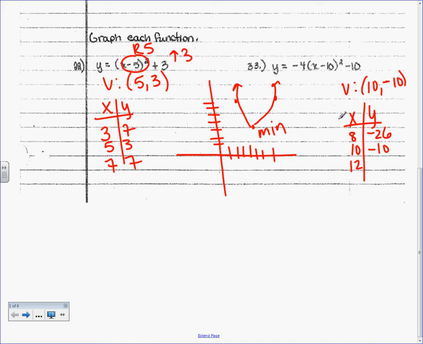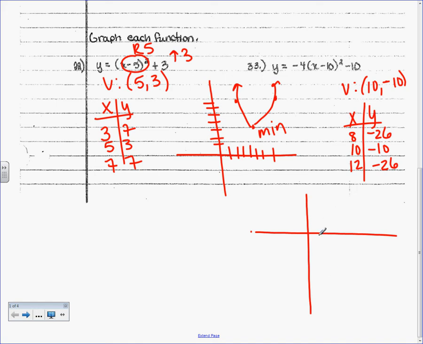So in case you are stuck, you do parentheses first. 8 minus 10 is negative 2. Exponents come next. Negative 2 squared is 4. Multiplication comes next. 4 times negative 4 is negative 16. And then minus 10 is negative 26. So what should I get here? Negative 26. I'm not going to do it again. Does that make sense? So we're going to graph it the best we can.